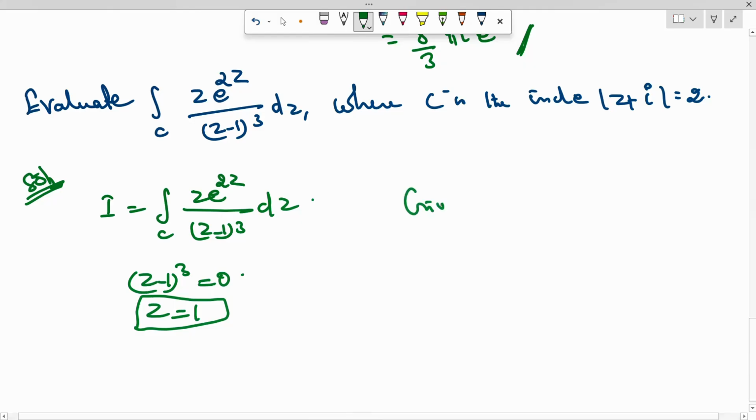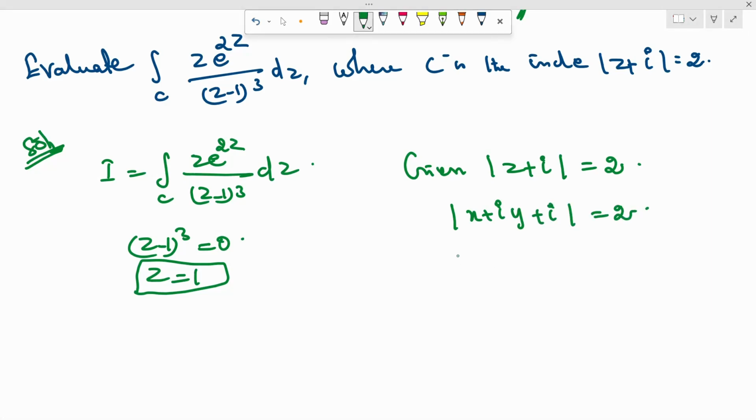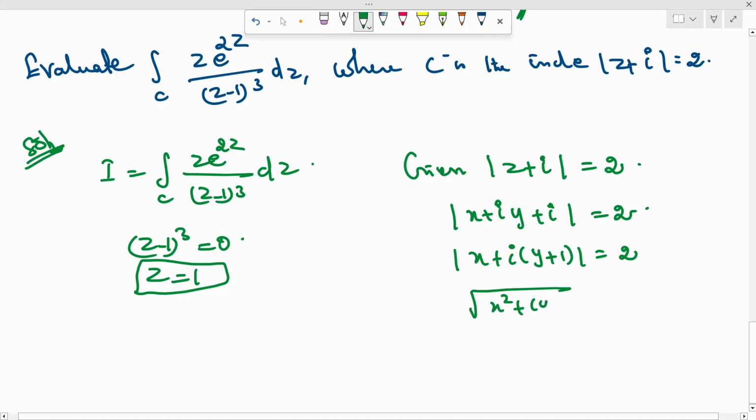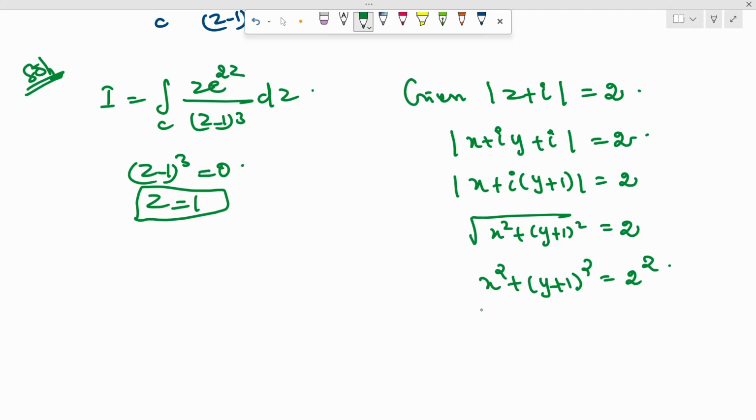And then draw the diagram for the given region. Modulus of z plus i equal to 2. Here substitute z equal to x plus iy, plus i equal to 2, and then write separately real and imaginary terms. Taking i common from the second and third term, which is i into (y plus 1), equal to 2. Now remove this modulus: root of x square plus (y plus 1) whole squared is equal to 2. Squaring on both sides, we get x square plus (y plus 1) whole squared equal to 2 square.